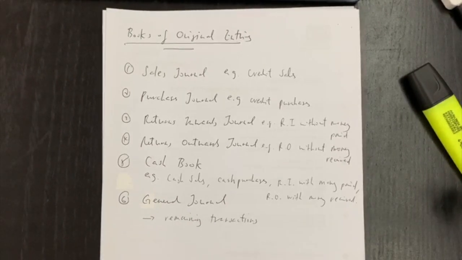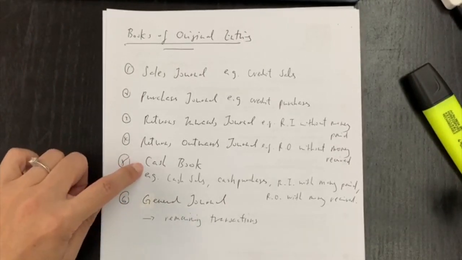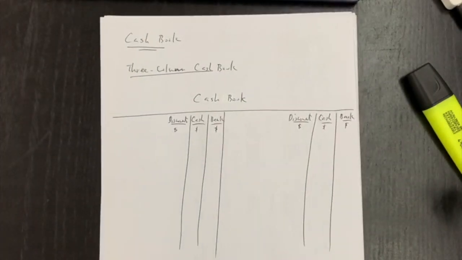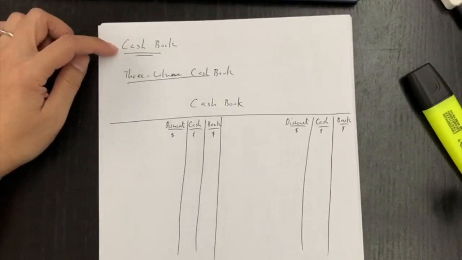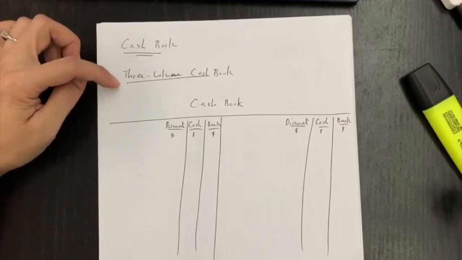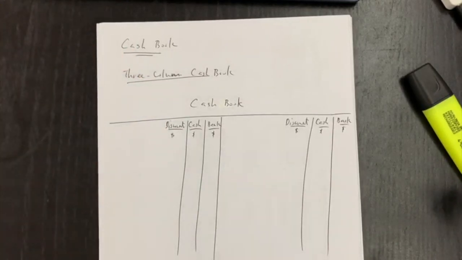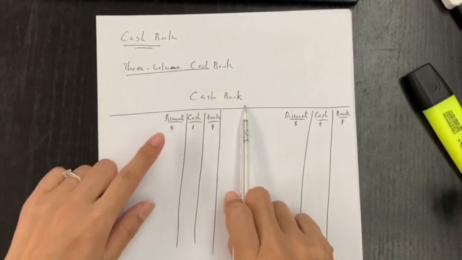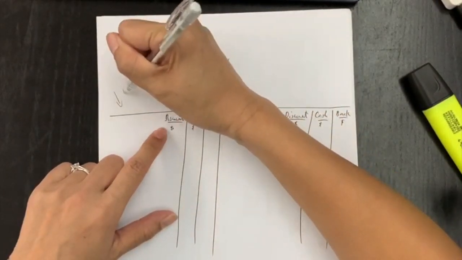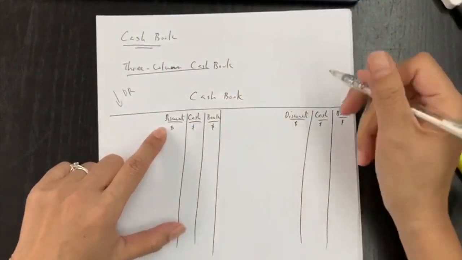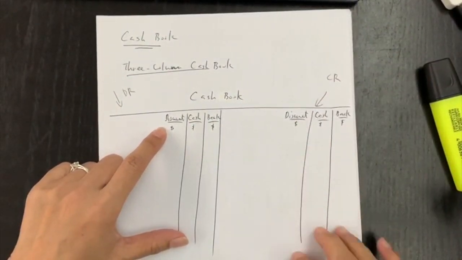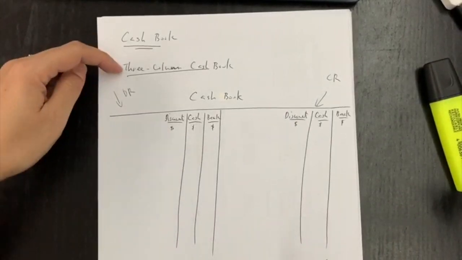And in today's lesson, I'm going to explain to you what is cash book, okay? Here, we have cash book. And then we have 3-column cash book. And then now I need to explain to you. Now here is the cash book. This is a debit side, the left-hand side, debit side as usual, and credit side as usual. Okay, the right-hand side.